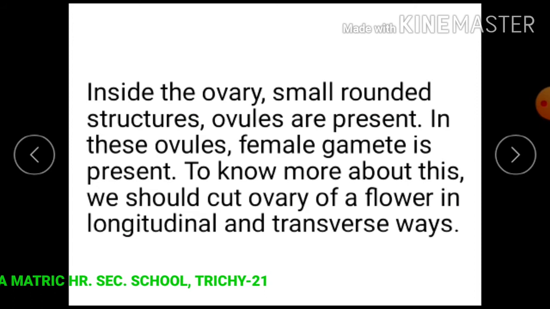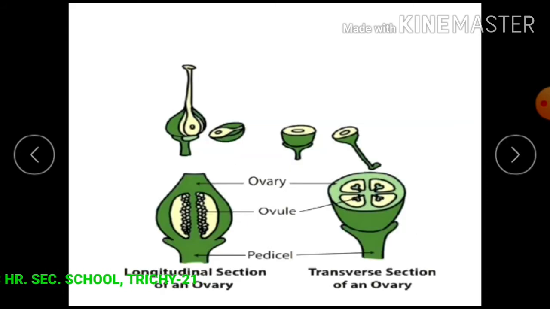Where is this female gamete? Inside the ovary, small rounded structures, ovules, are present. In these ovules, the female gamete is present. To know more about this, we should cut the ovary of a flower in longitudinal and transverse section.